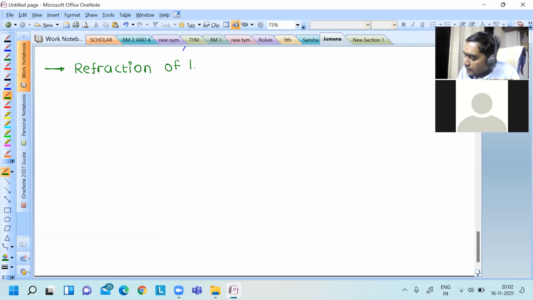So what is called the refraction of light? Whenever light is moving from one medium to another medium, it always bends. So the bending of light, when the light is changing its medium, is called the refraction of light. So it's a bending of light.